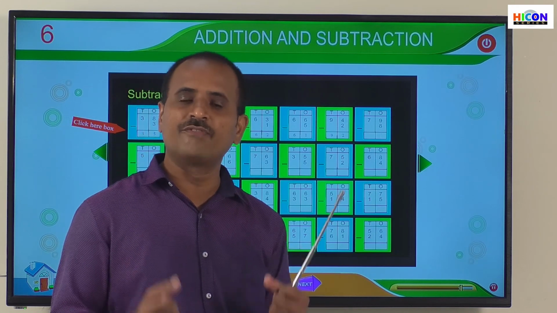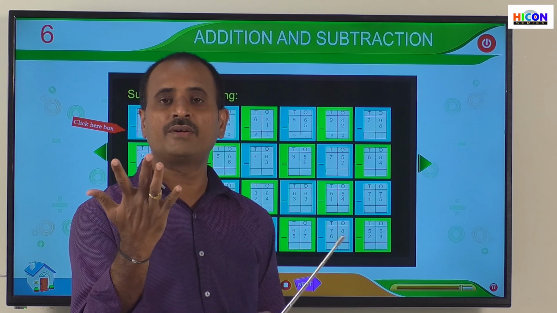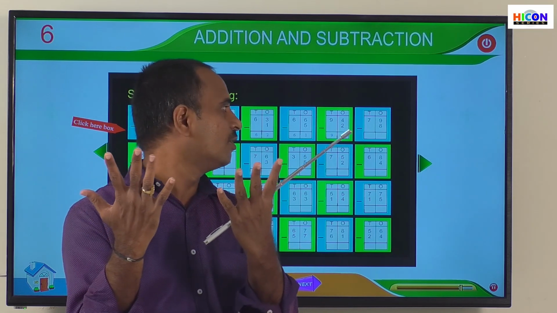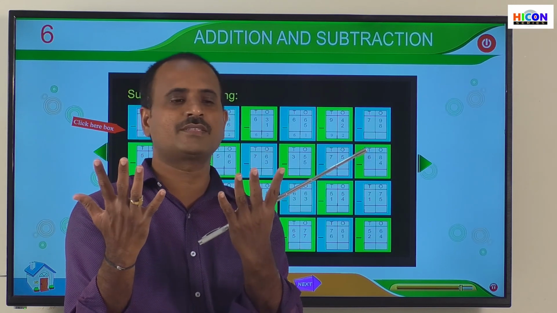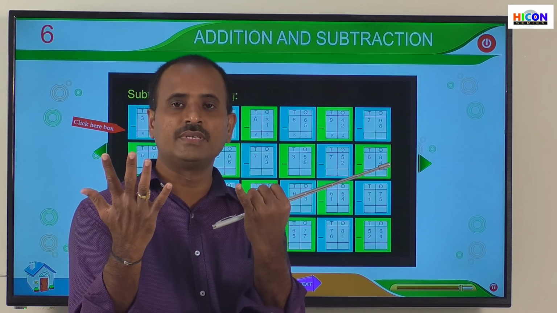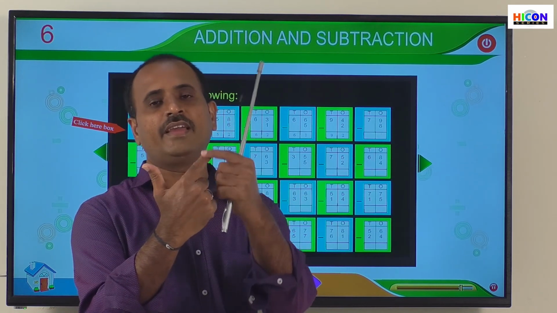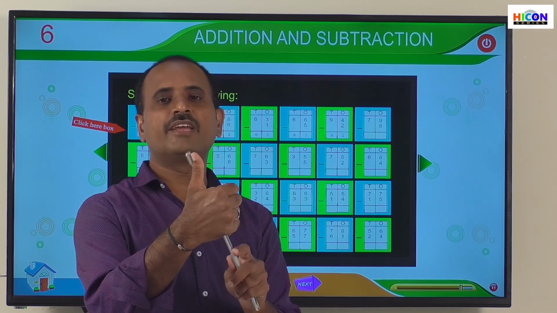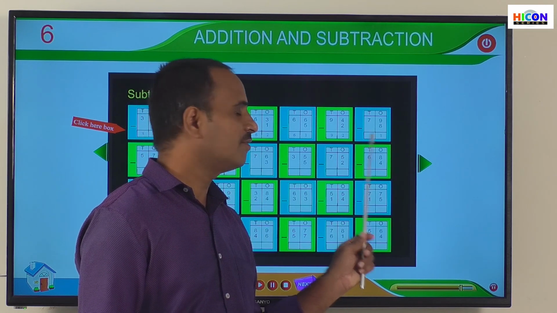So first open 9 fingers. 1, 2, 3, 4, 5, 6, 7, 8, 9. And close 8 fingers among these 9 fingers. Close 8 fingers. 1, 2, 3, 4, 5, 6, 7, 8. So children, I have closed 8 fingers. And how many fingers are remaining? Only 1 finger. Write 1 under the ones place.